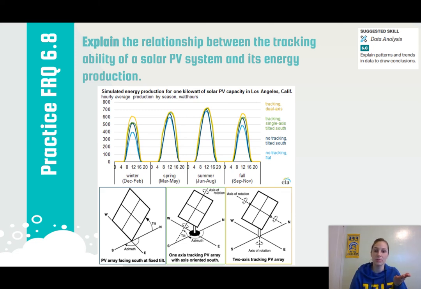So you're going to explain the relationship between the tracking ability and its energy production. Some of these examples, they don't track. Some of them track in one way. Some of them can track all over the place. So explain this relationship by looking at this data here. All right, so that's going to be your practice FRQ for 6.8, and those are your notes on 6.8 about solar energy.